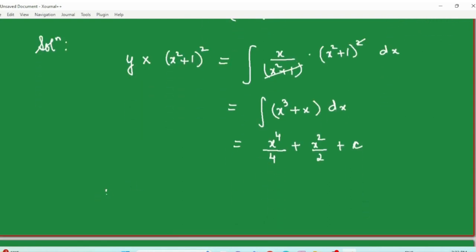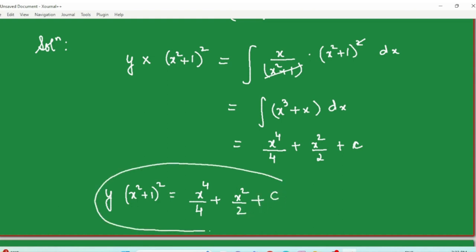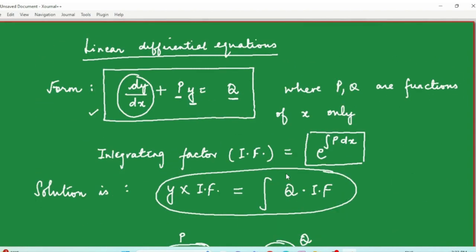So the solution looks like y into (x square plus 1) whole square is equal to x⁴ by 4 plus x square by 2 plus c. So that's the general solution of this differential equation that we began with. It was falling in the linear category, so we adopted the technique of solving linear equations by finding integrating factors, and that's how the solution looks like.